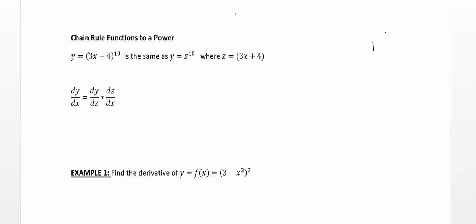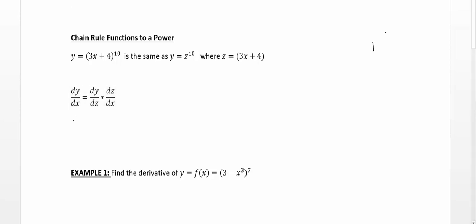What you're going to find as a common theme throughout our process is that we're going to be identifying z as our inside function if we were to decompose the function. So we have to figure out what z is, and then we're able to rewrite the original function as z to the power that we have in our function. So here, we have y equals z to the 10th, and z equals 3x plus 4.